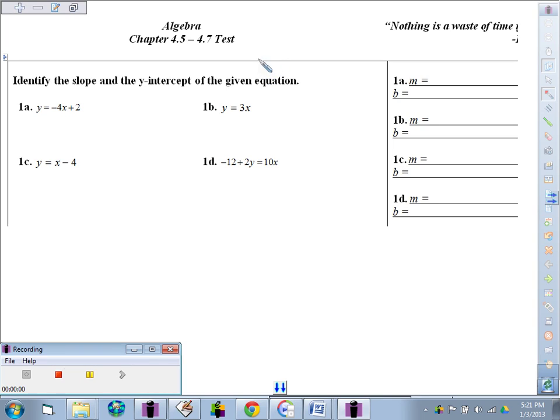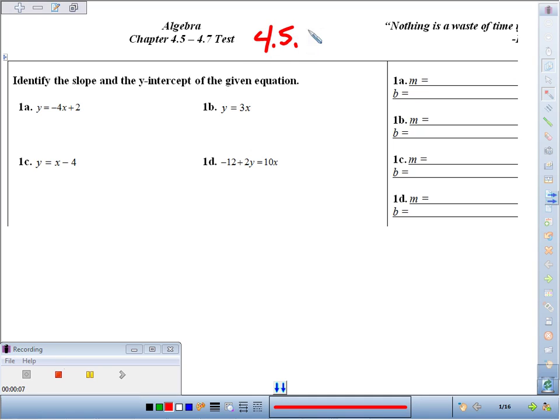All right, learning target 4.5.1 asks us to identify the slope and the y-intercept of a given equation.